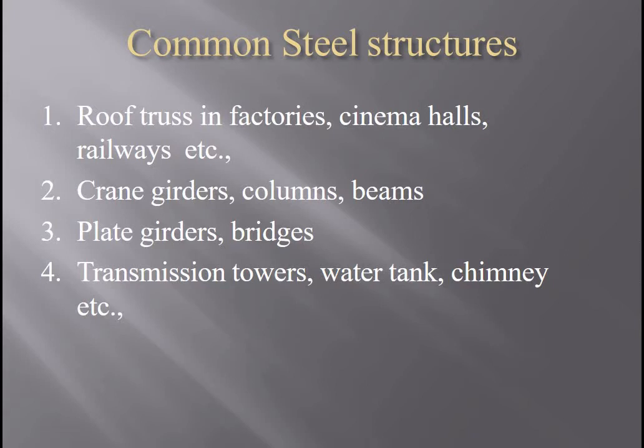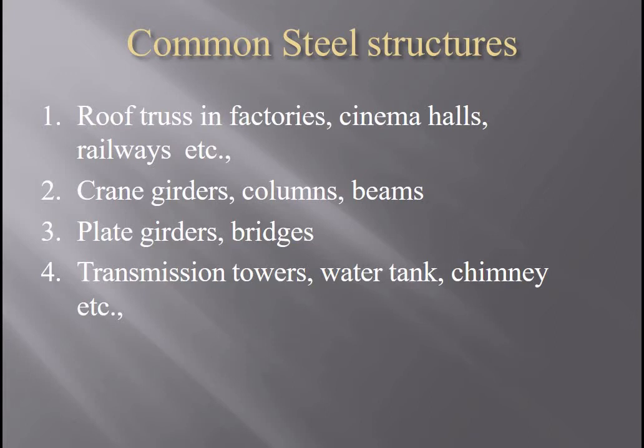Now the common steel structures: roof trusses in factories, cinema halls, railways, etc. Then crane girders, columns, beams. In industrial buildings, crane girders are there to transfer goods and machinery from one end to another. Then plate girders in bridges. When rolled sections are not sufficient, we have to go for a deeper beam, and that deep beam is called a plate girder. Then transmission towers, water tanks, chimneys. These are the special structures.